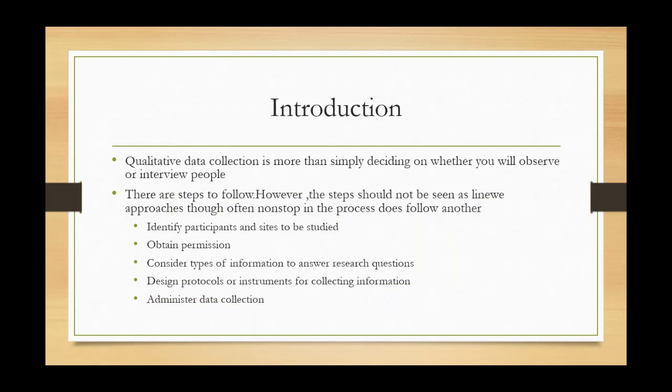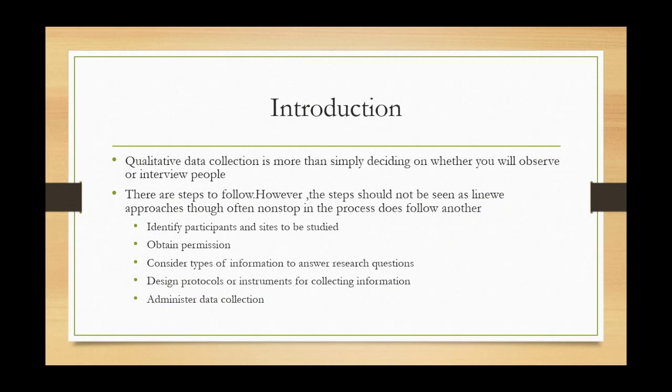As we are talking about qualitative data collection, some people think of it as just observing people or interviewing people, but it is more than just deciding whether you want to observe or interview people. There are a number of steps that you should follow for you to say that you are doing qualitative data collection. These steps normally follow one another, but they should not be seen as linear approaches, although they can follow one another. So these steps are as follows.